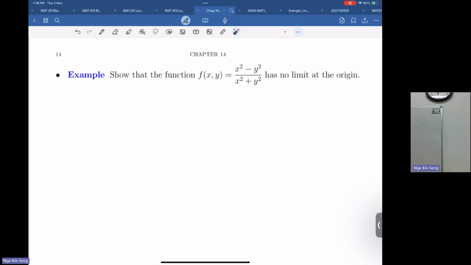But just now the theorem says we need an L that is non-zero. So we cannot use the theorem anymore. Okay, so what to do? Seeing the idea, no? How to show the limit doesn't exist?